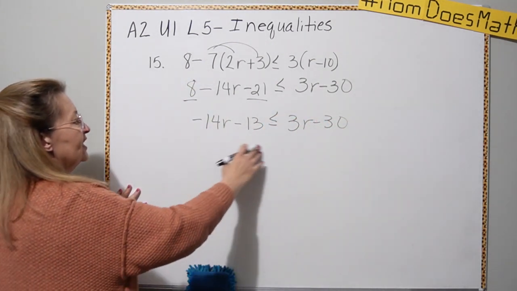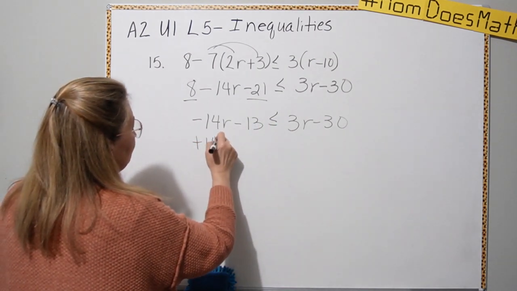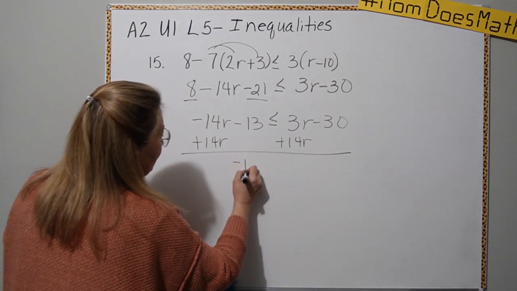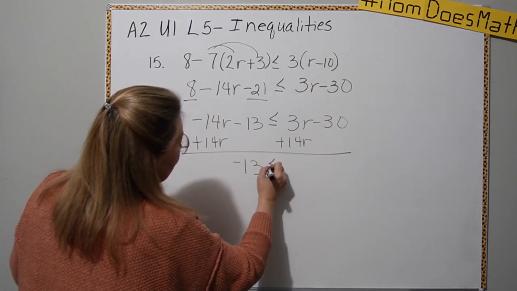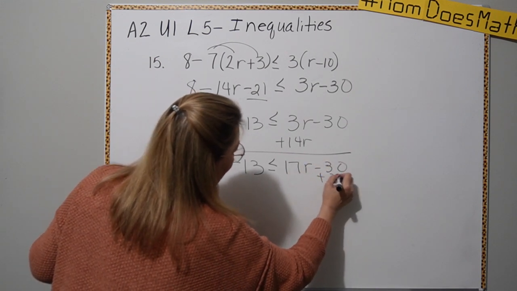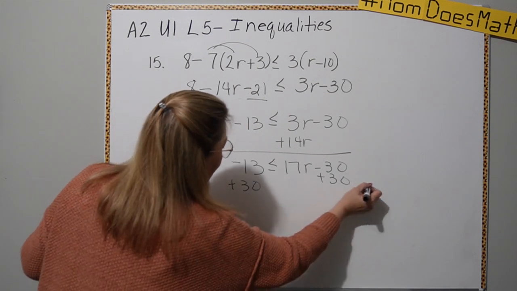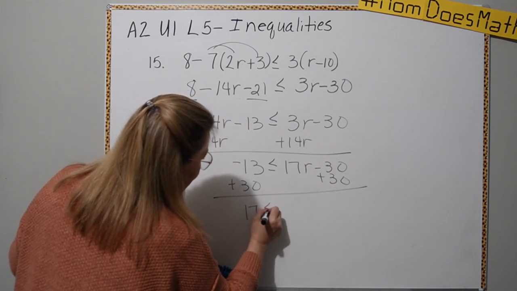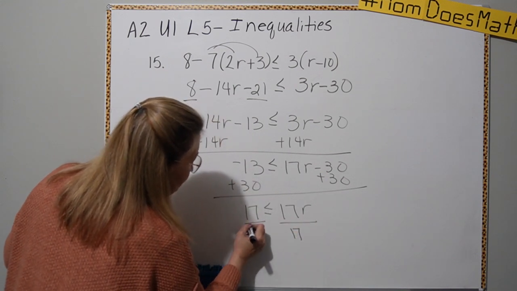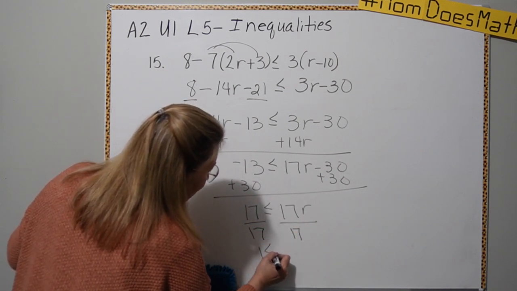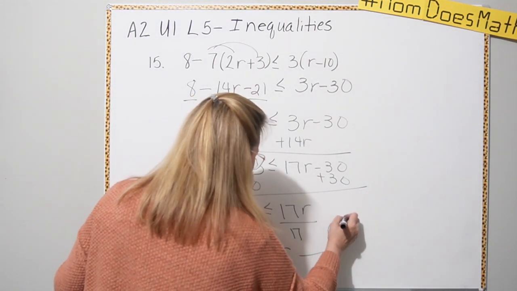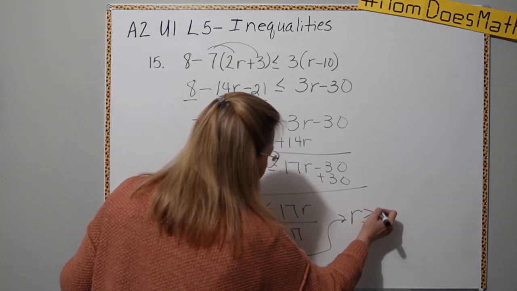Next, I've got negative 14r and 3r, so let's move 14r by adding it to each side. So now I have negative 13 is less than or equal to 17r minus 30. So I'm going to add 30 to each side. And 17 is less than or equal to 17r. Divide both sides by 17. So 1 is less than or equal to r. And once again, I'm going to invert it. So that will give me r is greater than or equal to 1.